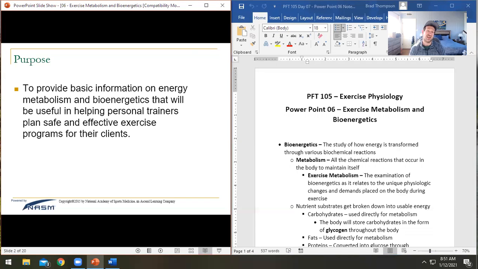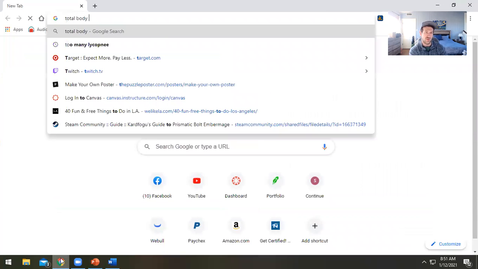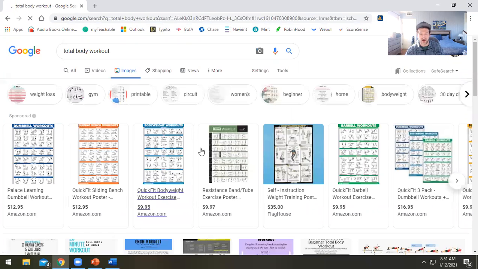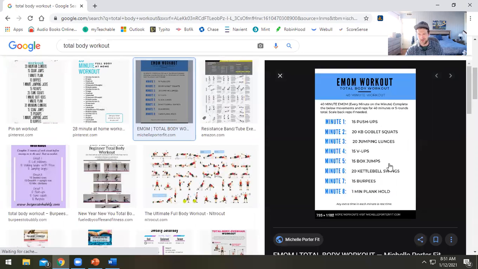The idea here is that by understanding metabolism really effectively, you'll be able to write really effective workouts for your clients. I think that's one of the biggest mistakes a lot of beginner trainers make: they'll look online and be like, let's see here, let's do a total body workout. They'll just kind of Google something and watch a couple videos, or find an infographic and be like, yeah, that looks good.